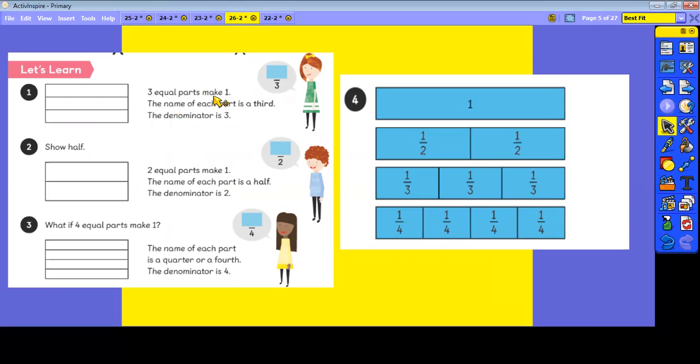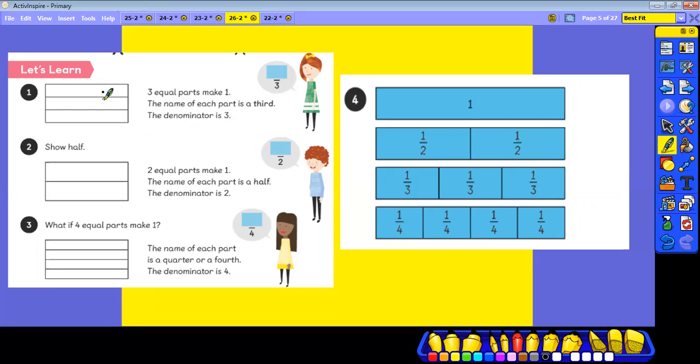Part 1. 3 equal parts make one whole. Here, 3 equal parts make one whole. The name of each part is a third. The denominator is 3. That's very clear, isn't it? 3 equal parts. We've got 1, 2, 3. So our one whole is divided into 3 equal parts, making the denominator 3.